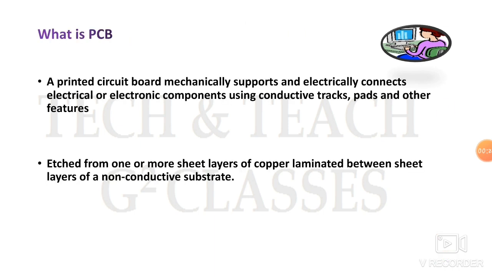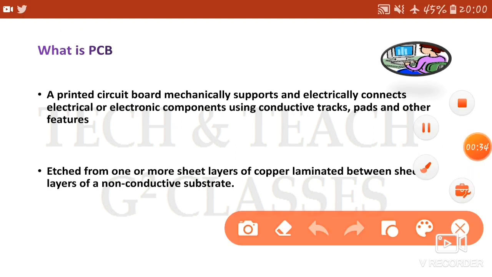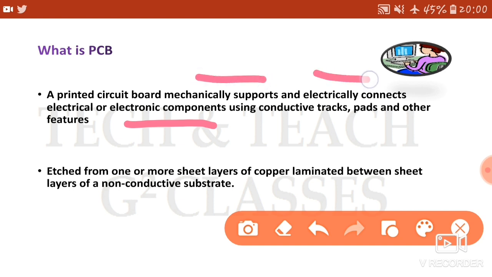Okay, what is PCB? PCB is a printed circuit board. Mainly it mechanically supports and electrically connects. This is a very major important point. We are using it for mechanical support for our components like resistor, capacitor, inductor, and also for the electrical connections.